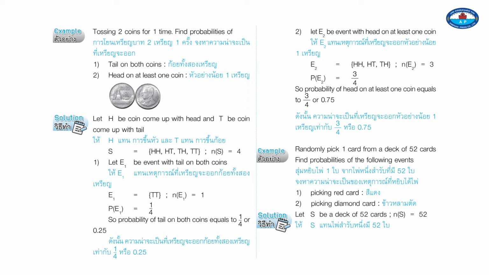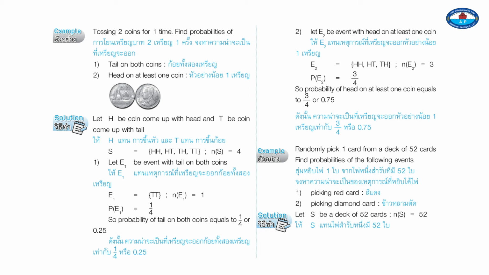Let E2 be the event with head on at least one coin. E2 equals {HH, HT, TH}, and n(E2) equals 3. P(E2) equals 3/4, so the probability of head on at least one coin equals 3/4 or 0.75.